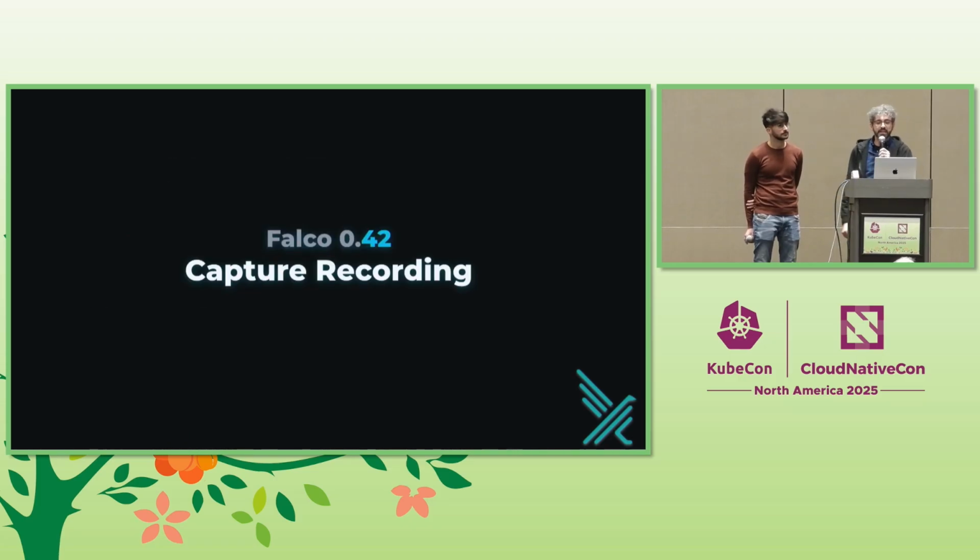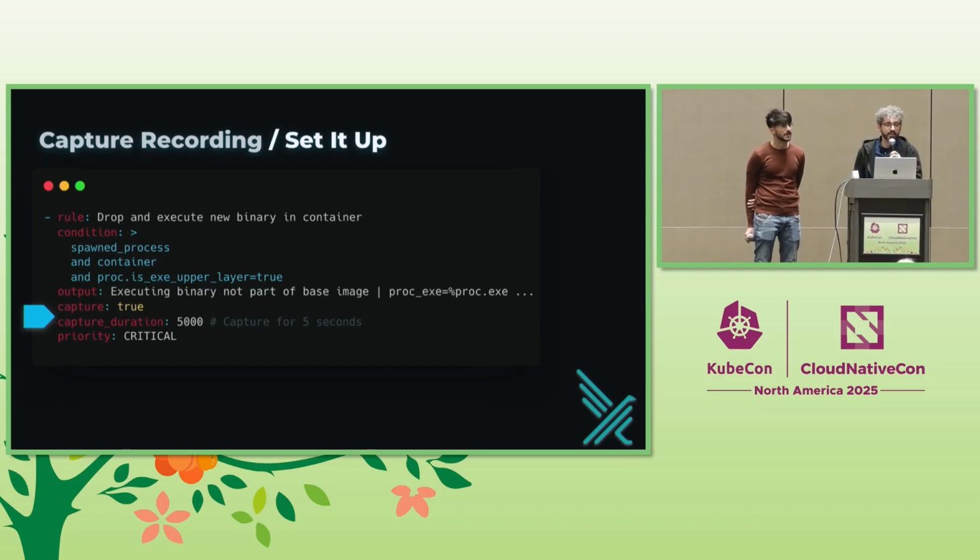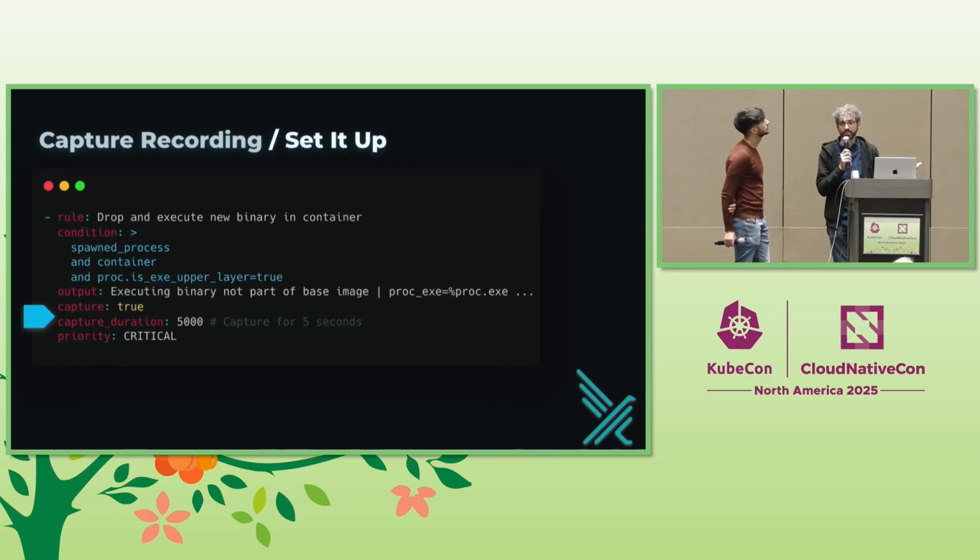So, let's start by talking about the capture recording feature, the last major feature introduced in Falco. As I said before, Falco has some rules. This is an example of a rule. But until now, when a rule triggered, that was just the end of the flow. The rule triggered and that's it.